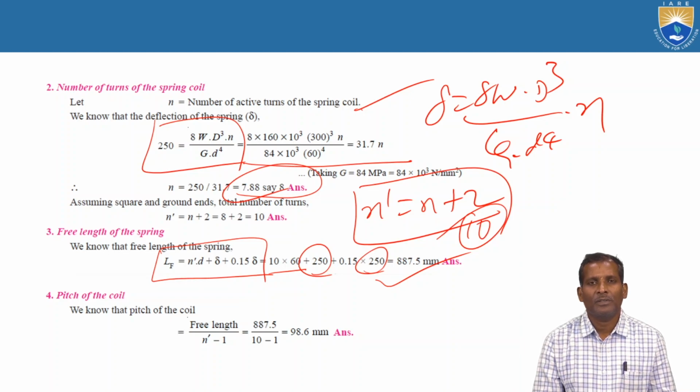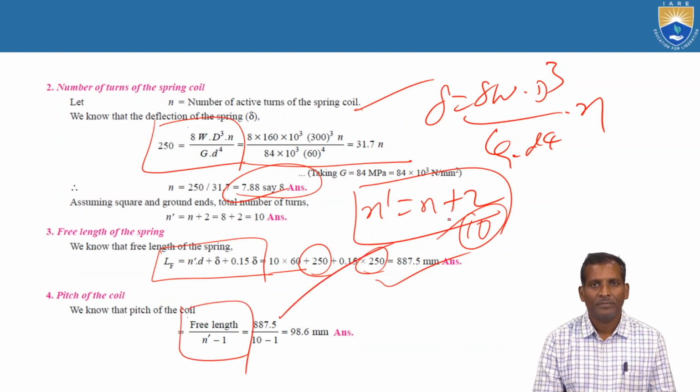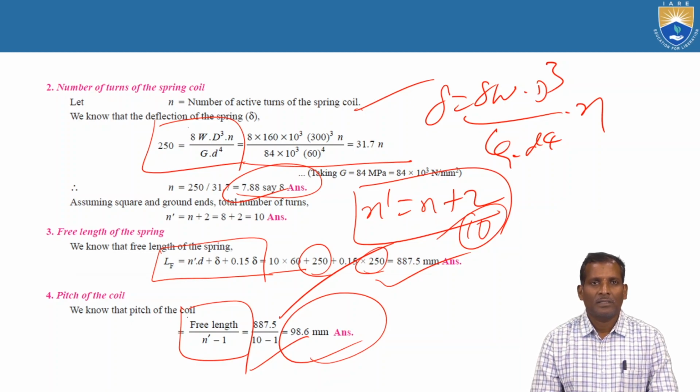The fourth point is the pitch of the coil. By using this free length value, you may calculate the pitch of the coil. Pitch of the coil is equal to free length upon n dash minus 1. The free length calculated is 887.5, and n dash, the total number of turns, is 10. 10 minus 1 is 9. So calculating here, 98.6 is the pitch of the coil. Like this you have to calculate one by one according to the given condition.